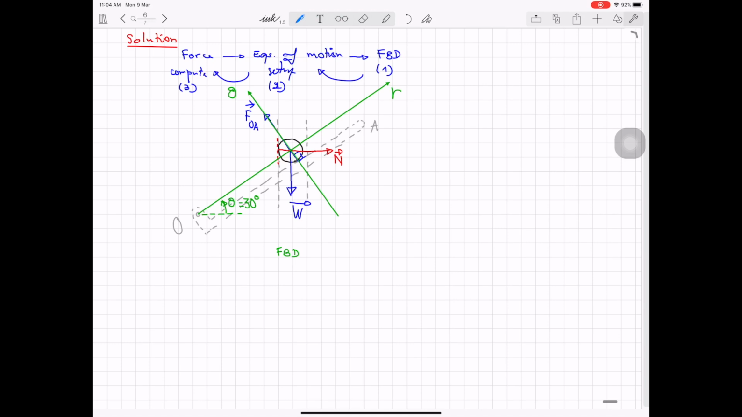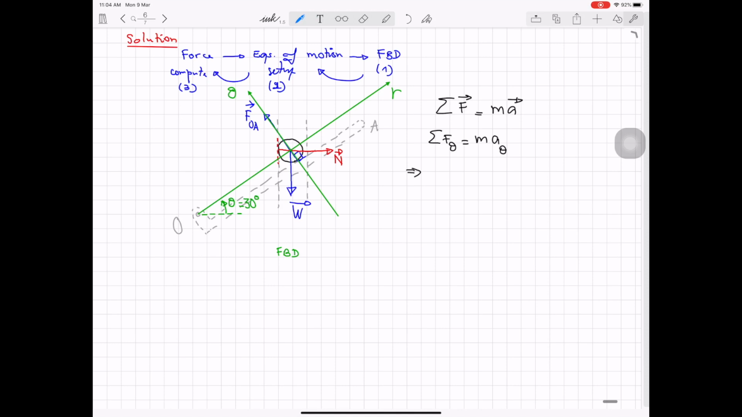Now I need just to set up the equations of motion. I'm looking for force FOA. That force FOA is in the direction of the transverse axis. So in this case, I will set up the equation of motion only in the transverse axis. We have sum of the forces equal to the mass times acceleration. So in the theta direction, or the transverse direction, we have sum of the forces in the transverse direction equal to the mass times the transverse acceleration.